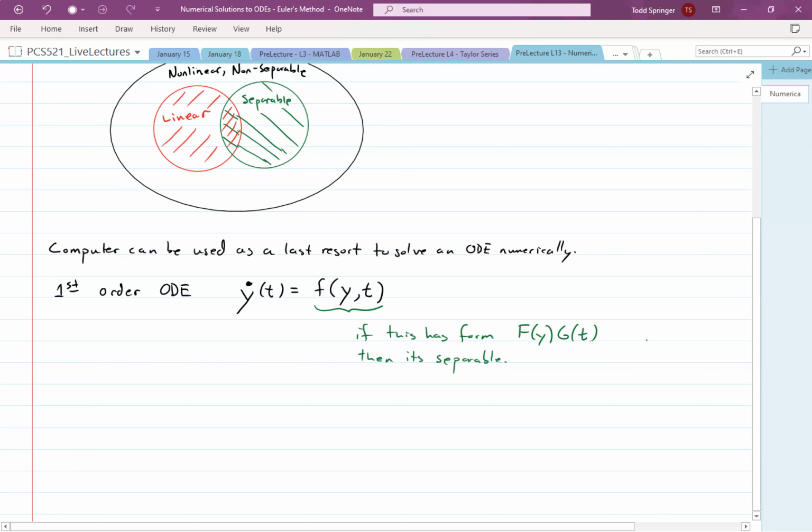But let's just think in general here. And we're going to focus on initial value problems. So I'm going to focus on the situation where I know the initial time, y of t0 is equal to y0. So I'm given some initial condition. This is my initial condition. And I have the ODE, and I want to solve that ODE for y as a function of t.